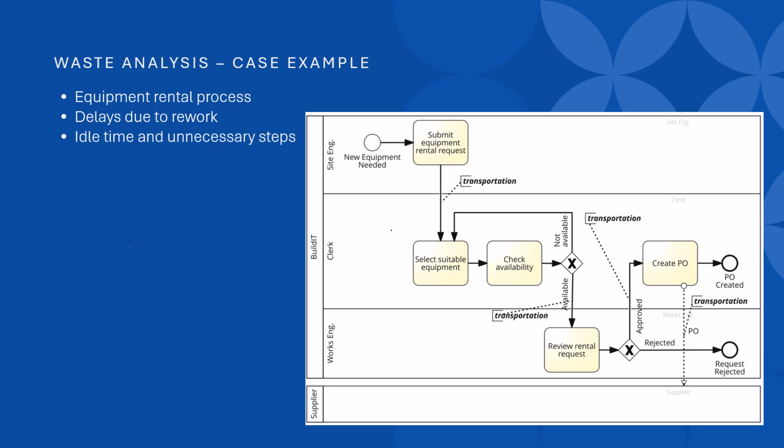The next is defects or rework. If the request is rejected after several steps, that's defect waste. It means work already done now needs to be redone or replaced with a new request. By applying waste analysis visually like this, organizations can reduce delays, cut unnecessary steps, and improve both efficiency and employee satisfaction.